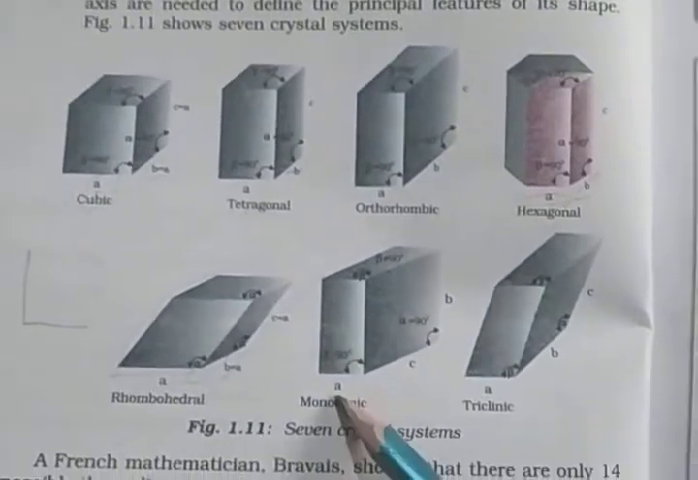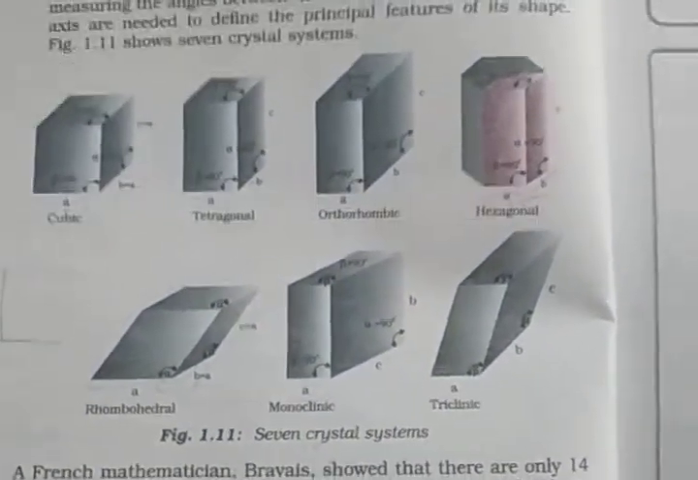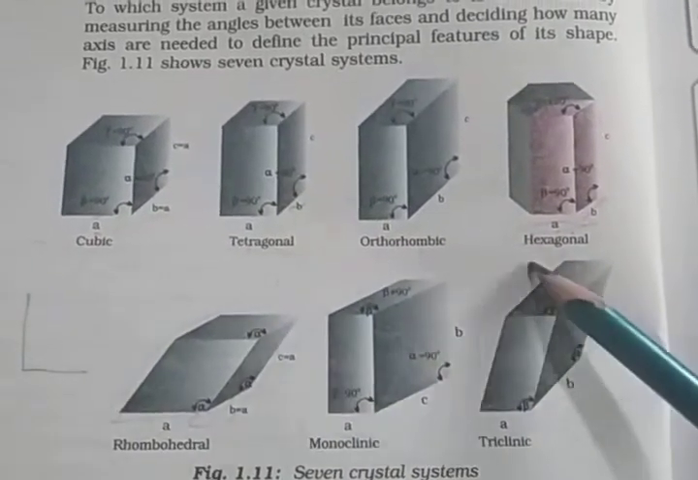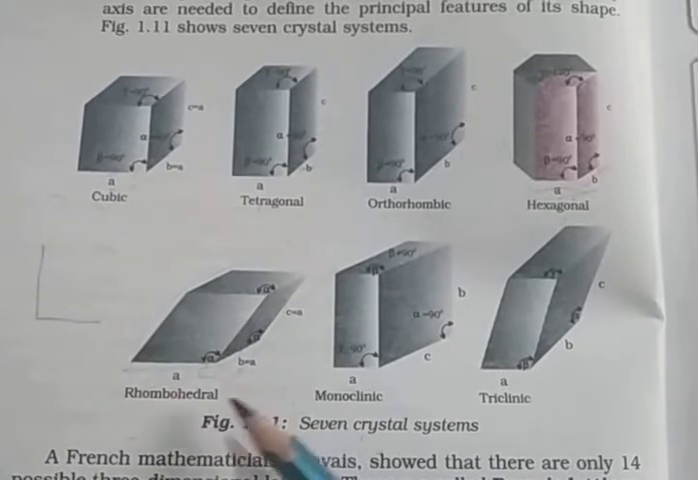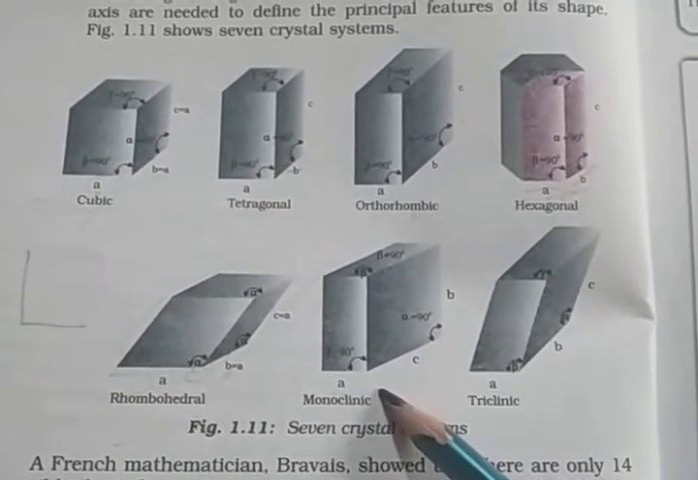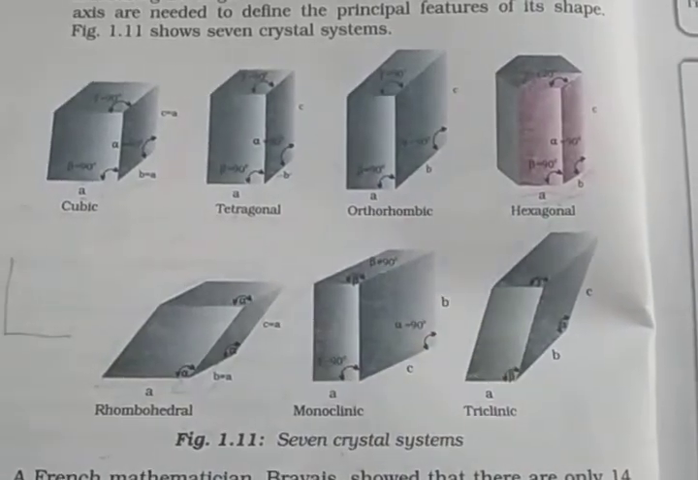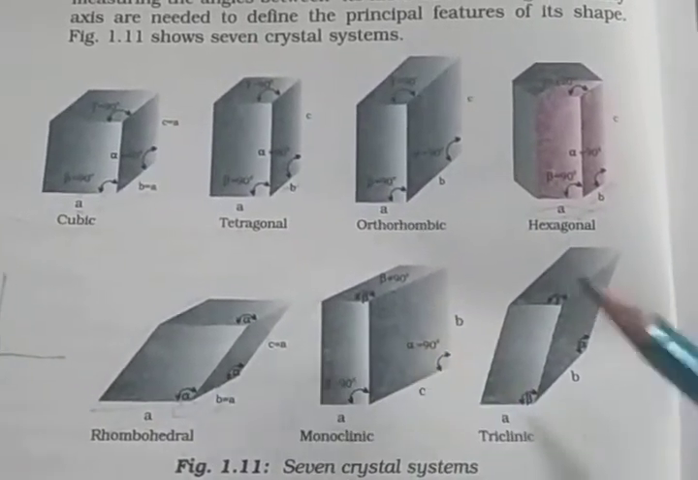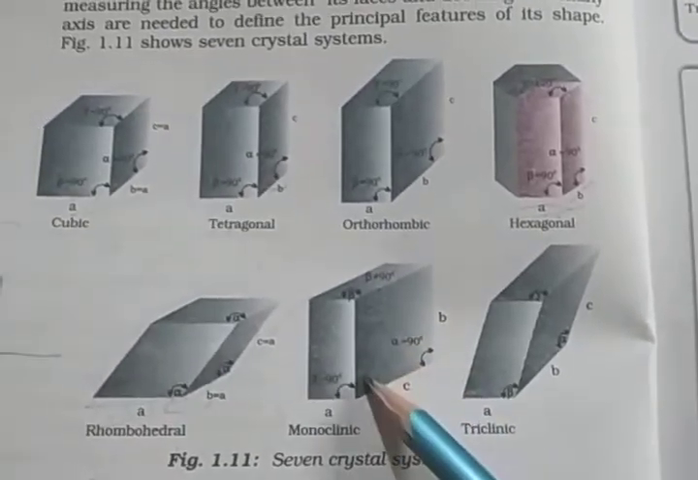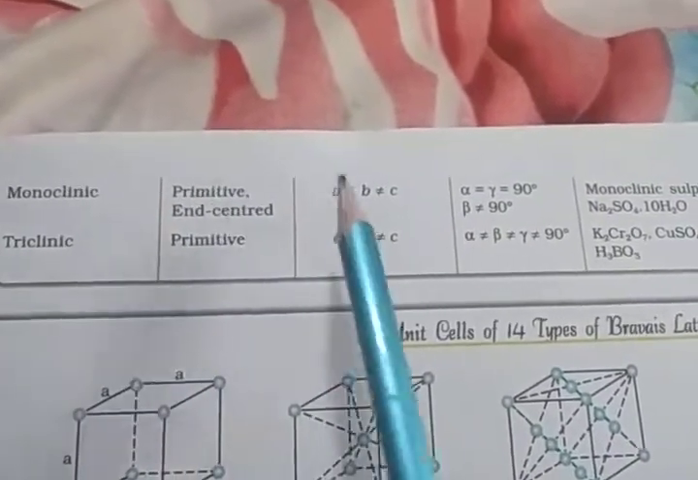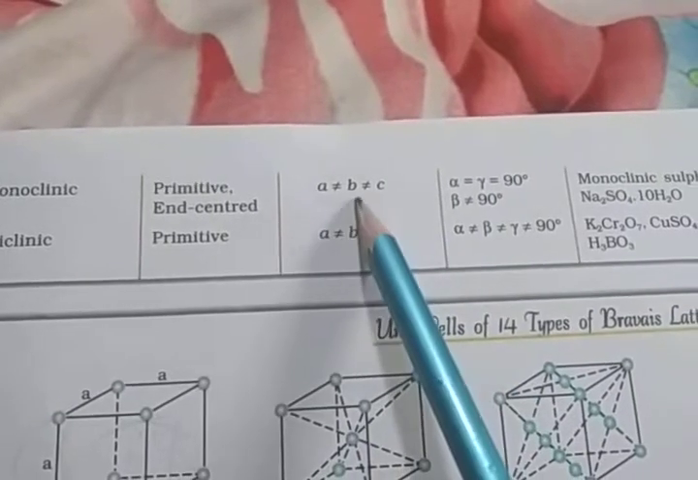Then next is the sixth one, monoclinic. So first is cubic, second tetragonal, third orthorhombic, fourth hexagonal, fifth rhombohedral, and sixth monoclinic. See the monoclinic structure. In monoclinic, two types of unit cell variation are possible: primitive and end-centered. And in monoclinic, the three edge lengths are unequal: A not equal to B not equal to C.